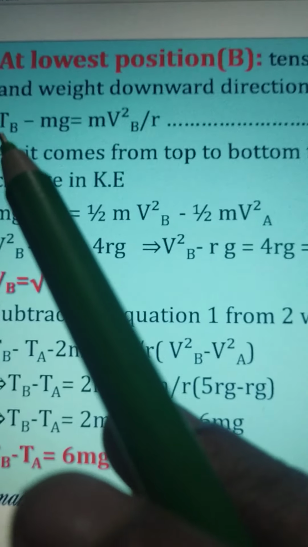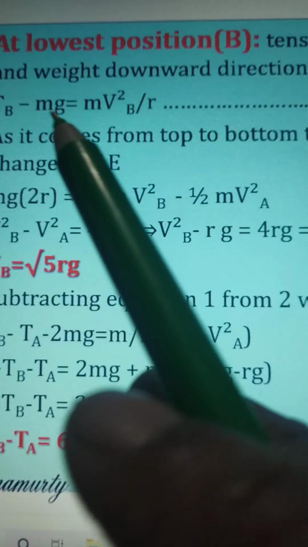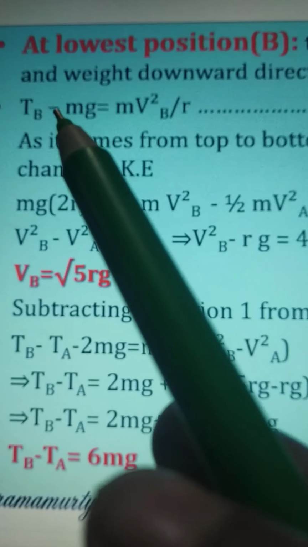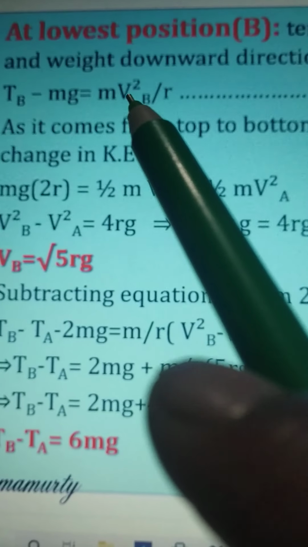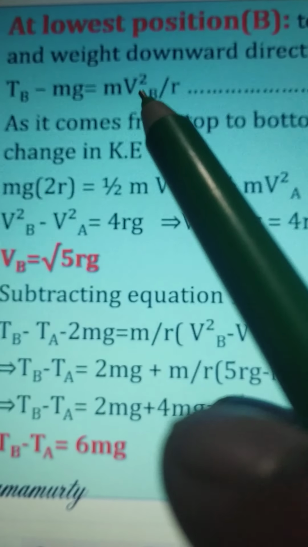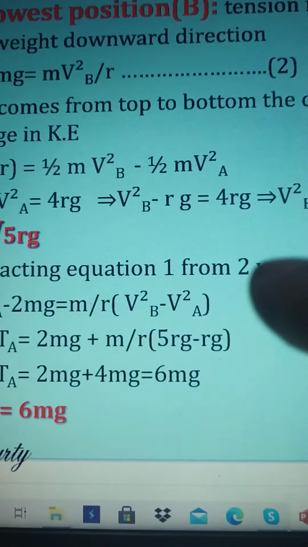So we get the equation T_B minus mg, because tension and weight are in opposite directions. So here, minus mg is equal to, again this is also circular motion, so m v_B square upon r. This is equation number 2.